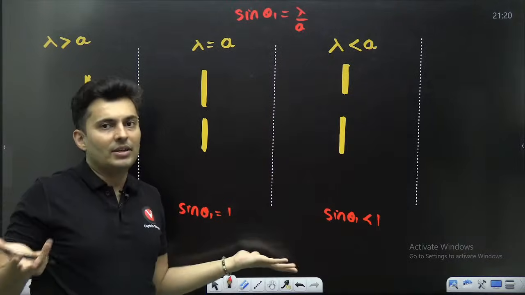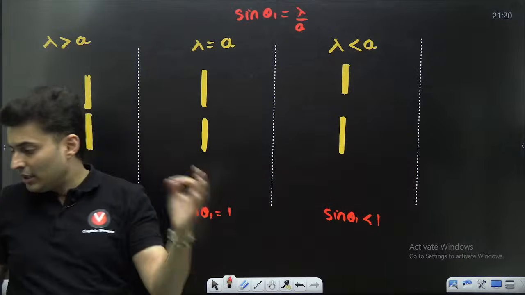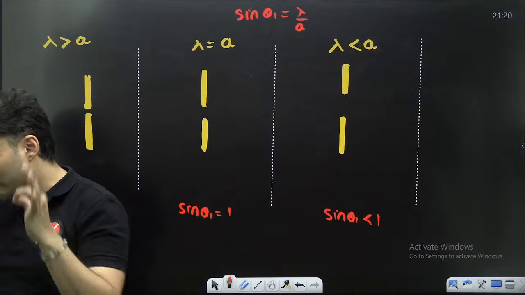When this happens, that's okay. The trigonometric ratio sine theta should always be less than 1.